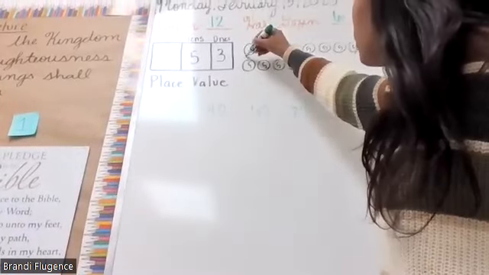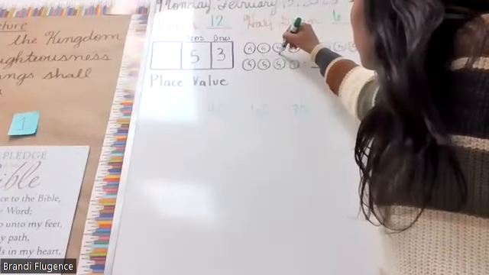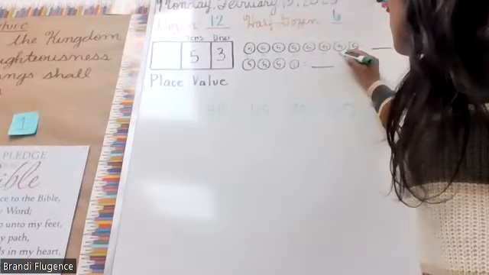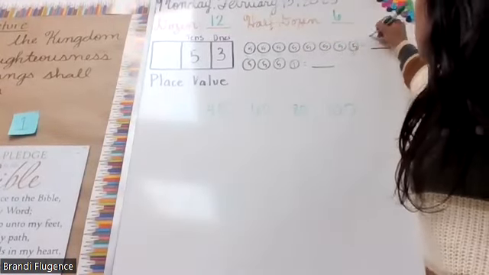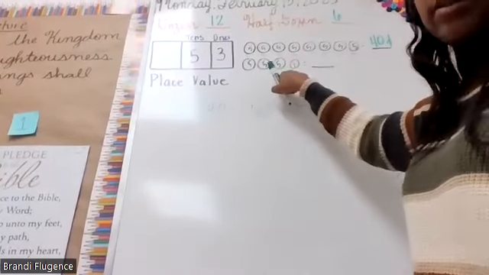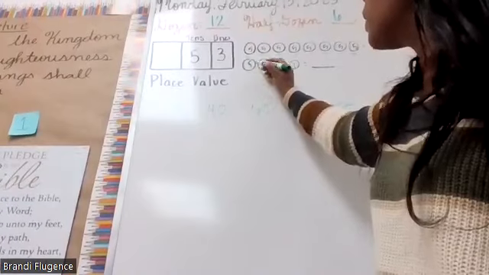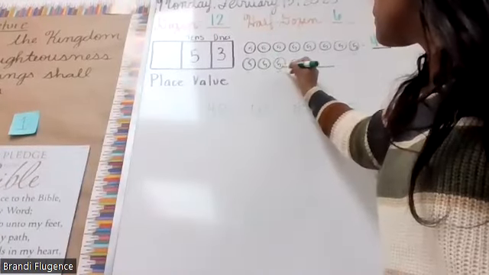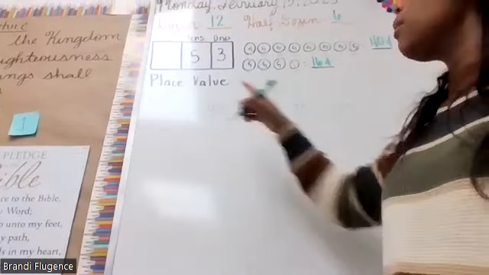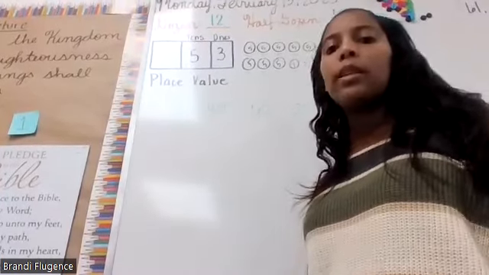Okay, so 5, 10, 15, 20, 25, 30, 35, 40 cents. Okay, let's count 3 nickels and 1 penny. So 20, 3, 4. All right, we're going to learn today what's called place value.